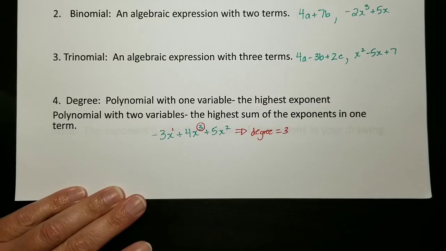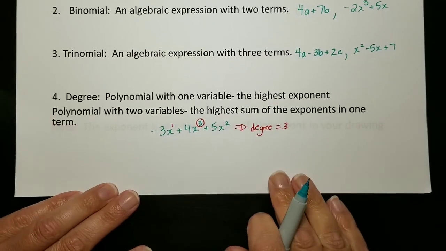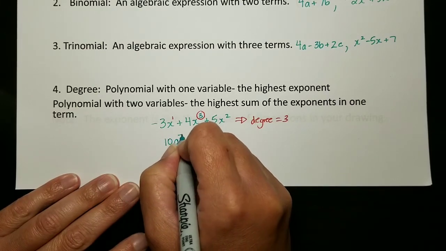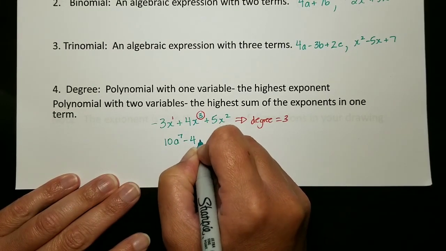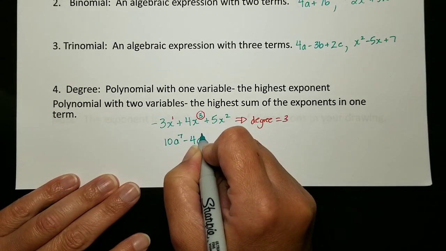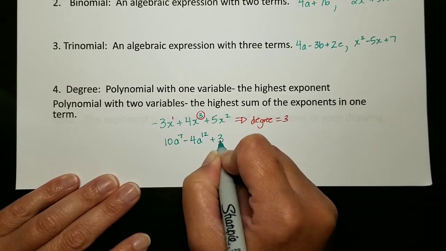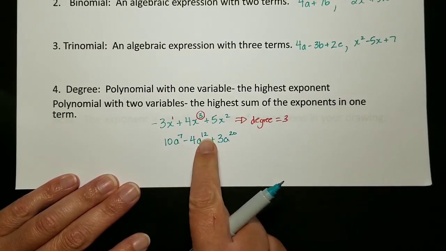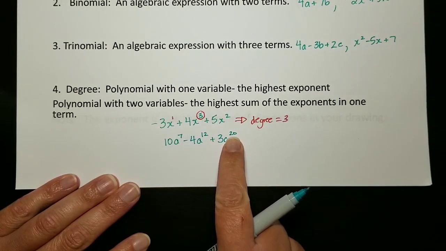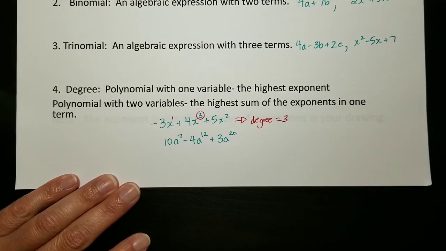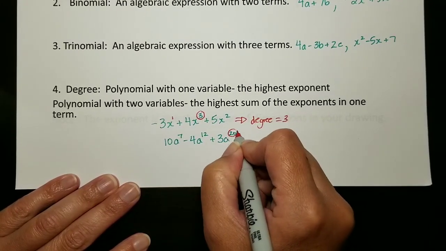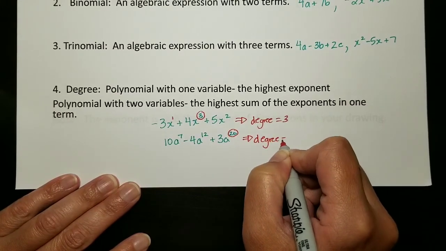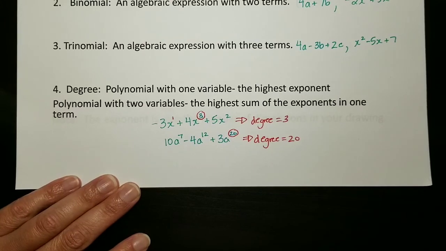You can have really big degree expressions. We might have 10a to the 7 minus 4a to the exponent 12 plus 3a to the exponent 20. You just look at the exponents on each variable and find the biggest one, and that's your degree. So there, the degree is 20.